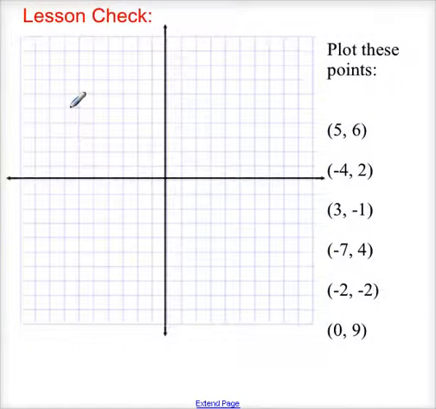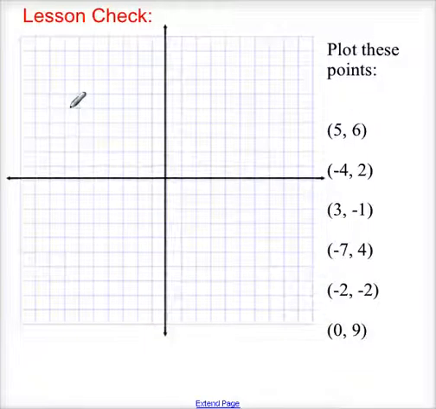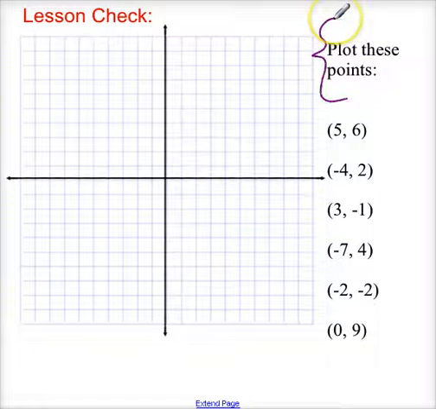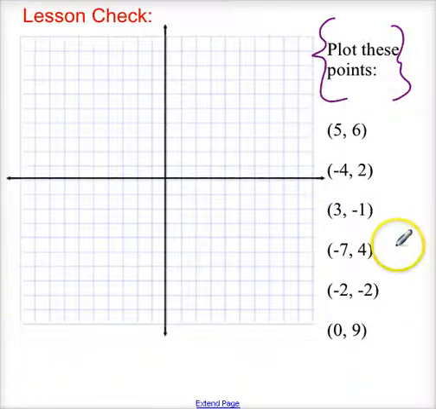All right, that's the end of our lesson. This brings us to our lesson check with the graph sheet of paper that you already have with your coordinate plane on it. I would like you to plot all of these points, and then we'll show our partners and see if we plotted them correctly.